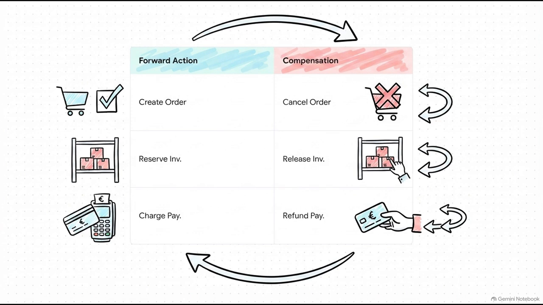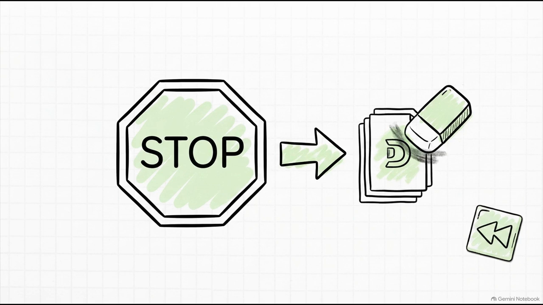Now, I need to pause here because this point is absolutely crucial. Compensation is not a database rollback. I see this misunderstanding all the time when developers first start looking at SAGAs. A technical database rollback literally erases the fact that the transaction ever even started. It's like it never happened. A compensation, though, does not erase history. When you refund a payment, for example, that is a completely new, distinct business action.